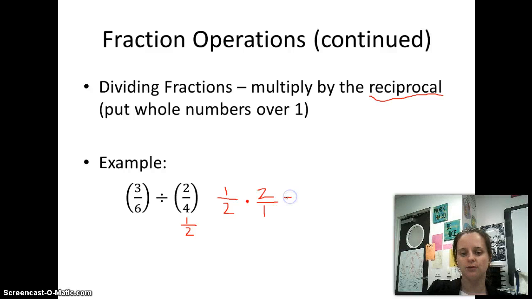And now we just follow the rules for multiplying. So 1 times 2 is 2. 2 times 1 is 2. Simplify, and that becomes 1. And that should make sense because if we think about the original problem, it was 1/2 divided by 1/2. Well, 1/2 can only go into itself one time, so that should make sense.